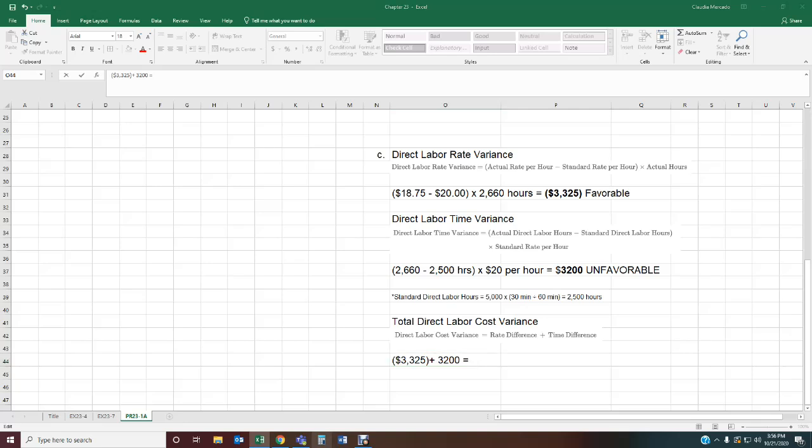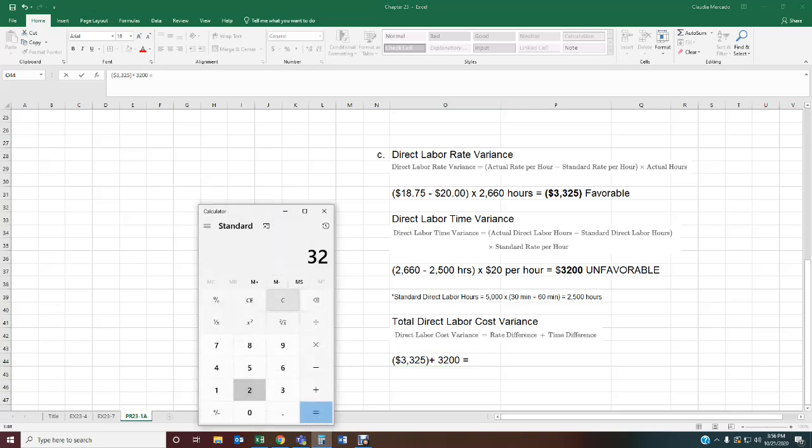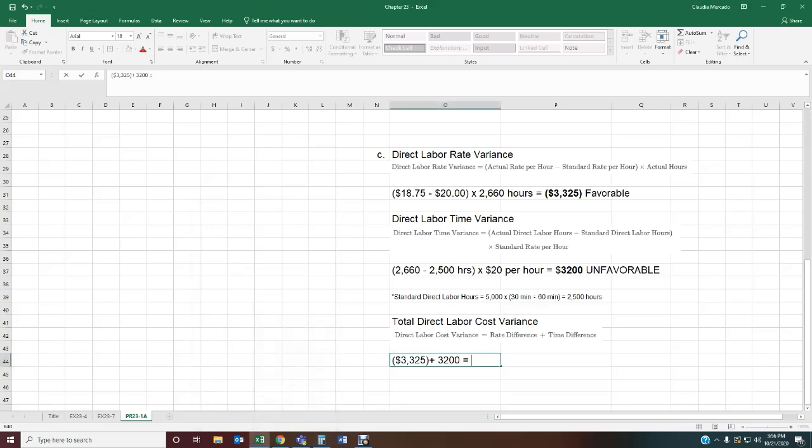And let's see what that gives us. 3,200 minus 3,325 gives me a negative 125. Okay. So because it is in parentheses, what does it mean when we have it in parentheses? Which number is greater, the one in parentheses or the one without parentheses? The one in parentheses is greater, so that means this number is going to be in parentheses. And if it's in parentheses, that means that it is a favorable variance.